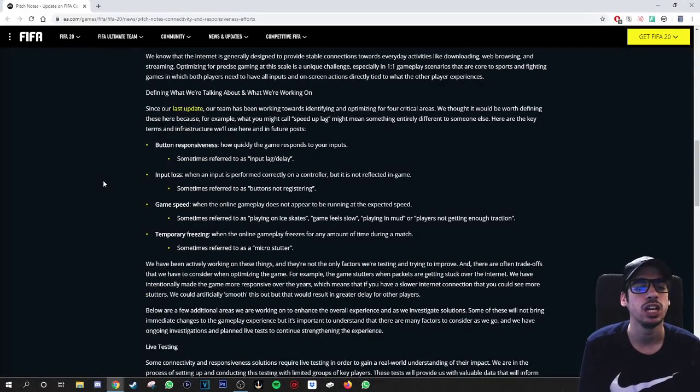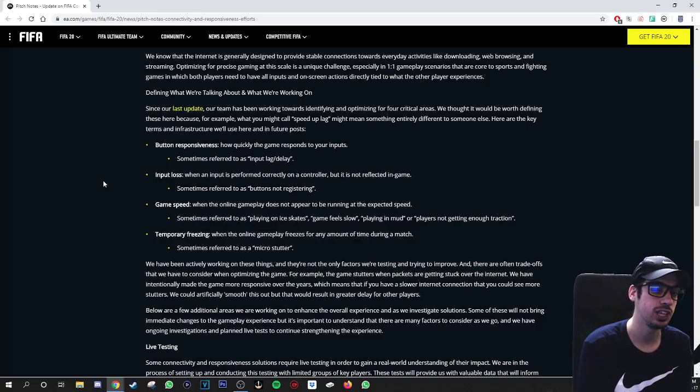Okay. Since our last update, our team has been working towards identifying and optimizing for 4 critical areas. We thought it would be worth defining these here because, for example, what you might call speed-up lag might mean something entirely different to someone else. Here are the key terms we'll use here and in future posts. Button responsiveness: how quickly the game responds to your inputs, sometimes referred to as input lag or delay. Input loss: when an input is performed correctly on a controller but it is not reflected in game, sometimes referred to as buttons not registering.